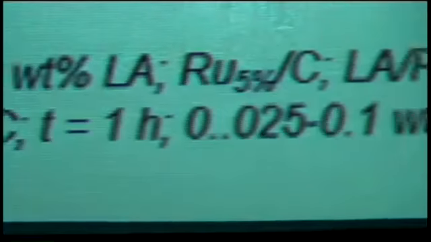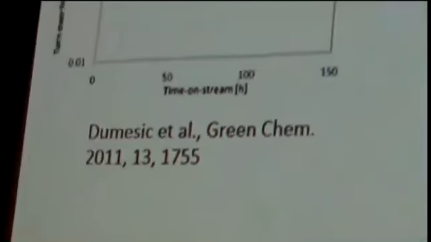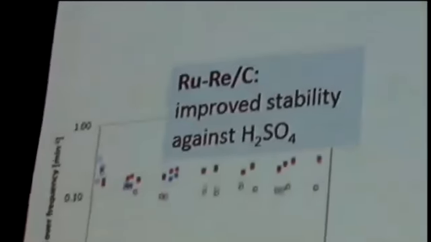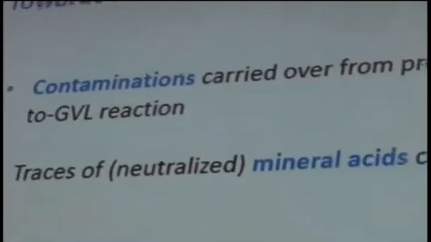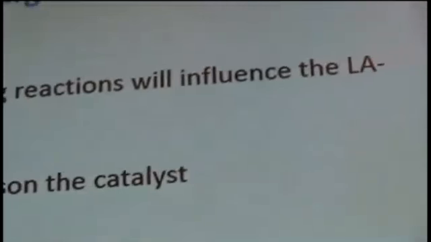There's one important study, again by the group of Dumesic, where they show that traces of mineral acid, in this particular case traces of sulfuric acid, greatly influence the performance of ruthenium on carbon catalysts. Actually, if you add a little bit of mineral acid to the solution, it will kill the activity of the ruthenium on carbon catalyst. They found a solution against that: by alloying, or by making the bimetal with rhenium, the catalyst will show improved stability against these traces of mineral acids.